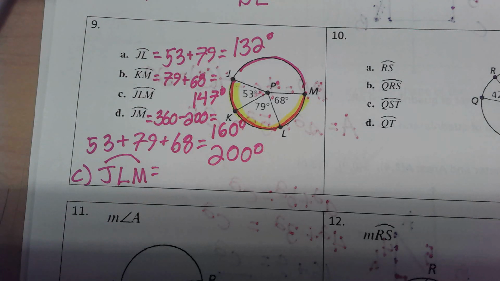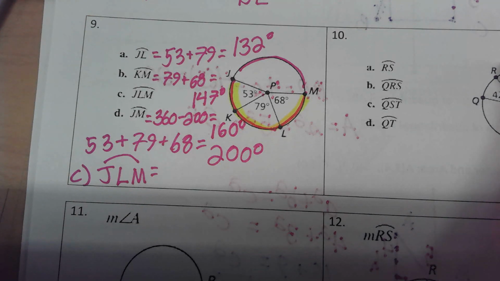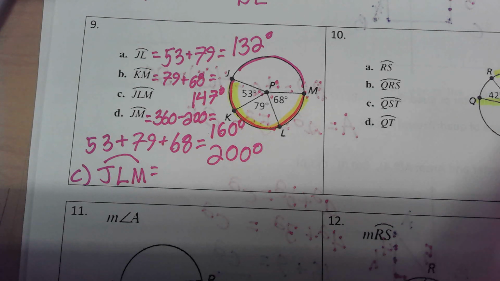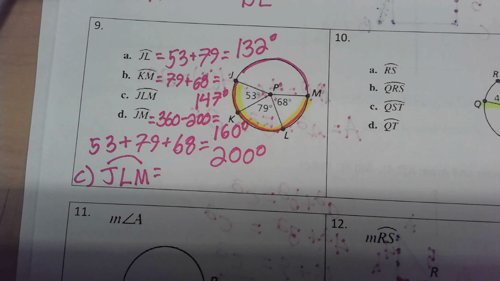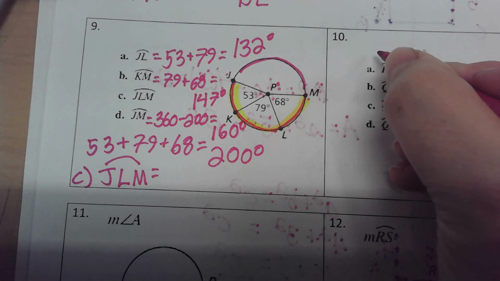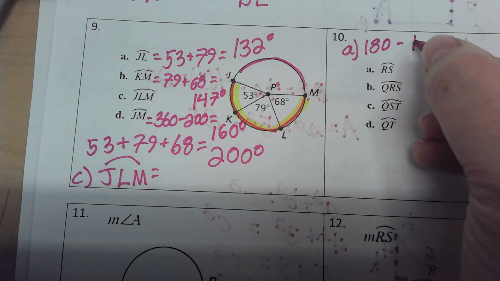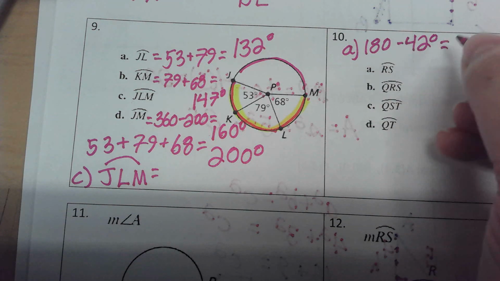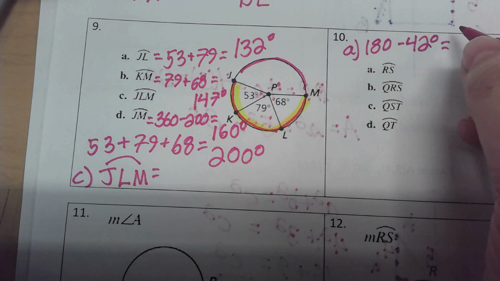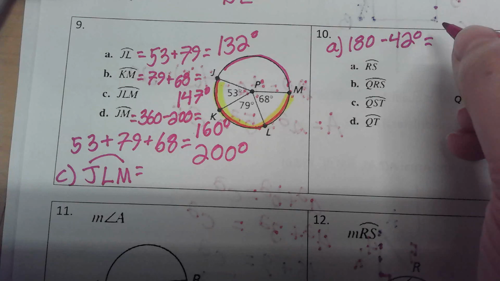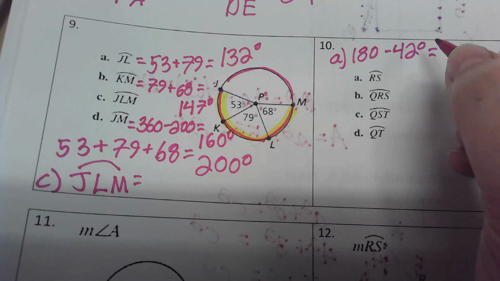Okay, so for RS, everybody, how do we find that one? Yes, 180 minus 42. You got it. And what would that be? What would we get for that one, everybody? 138. So 138 degrees.